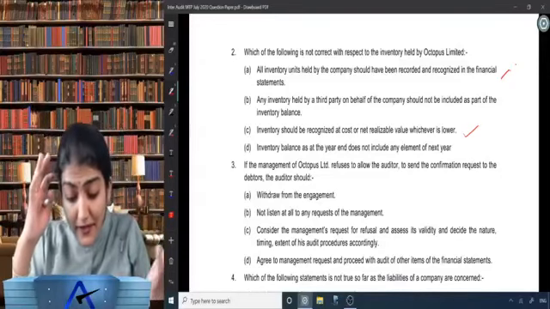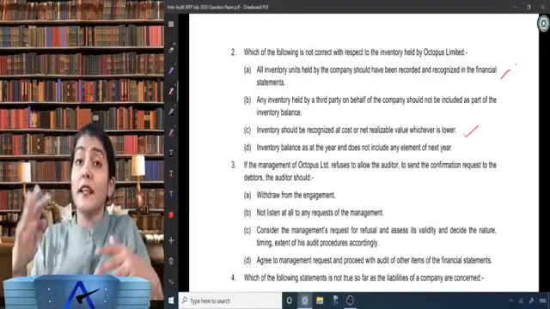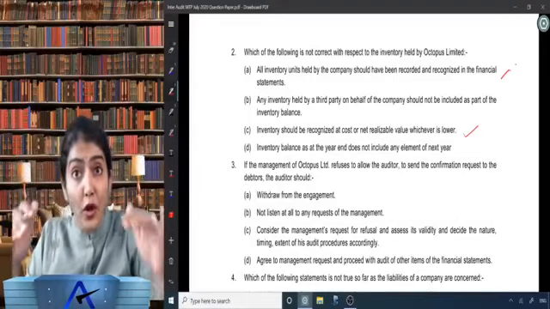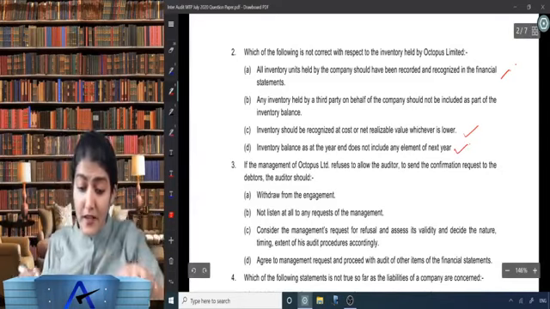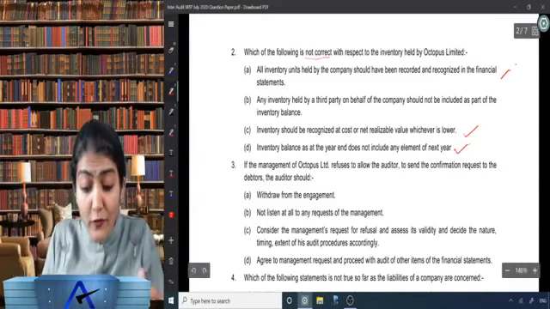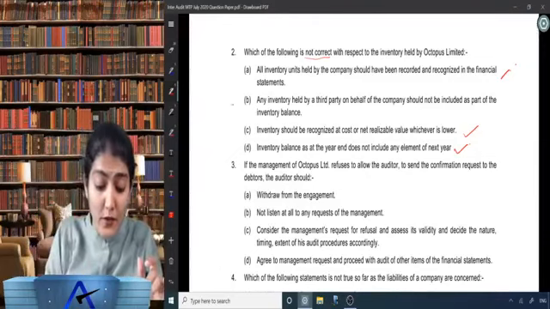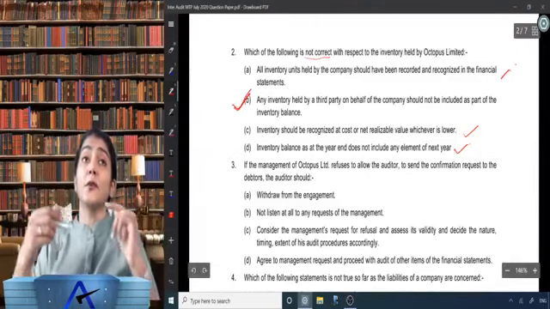So inventory balance as at the year end does not include any element of the next year. Yes, it should not include any element of the next year. So even this statement is correct. What does the question say? Which of the following is not correct? So what is not correct over here? B is not correct over here.